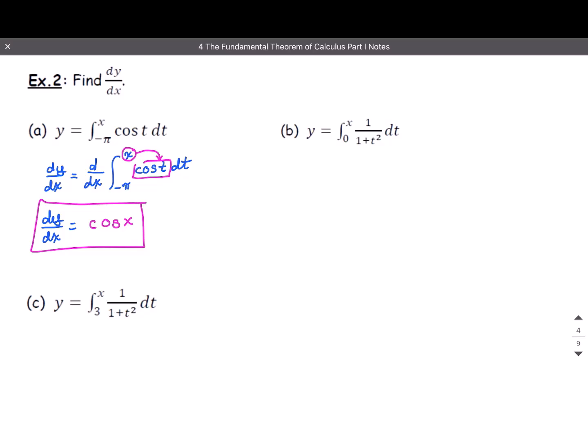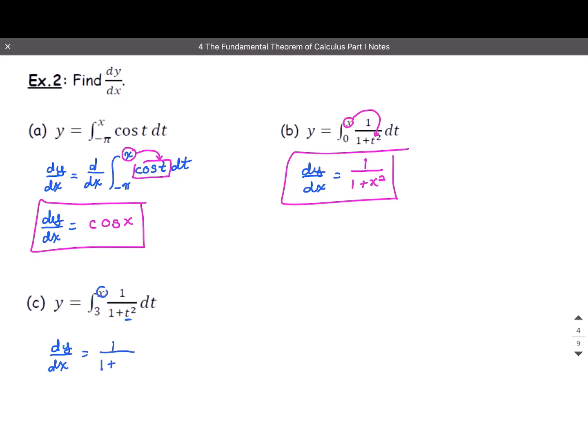So let's look at b. y equals the integral from 0 to x of 1 over 1 plus t squared dt. So the derivative of y is dy dx. Now we're going to take this x and plug it into this function, and we're going to have 1 over 1 plus x squared. That's it. Let's look at this one. y equals the integral from 3 to x of 1 over 1 plus t squared. So dy dx equals, we're going to take this x and put it in for t, 1 over 1 plus x squared.